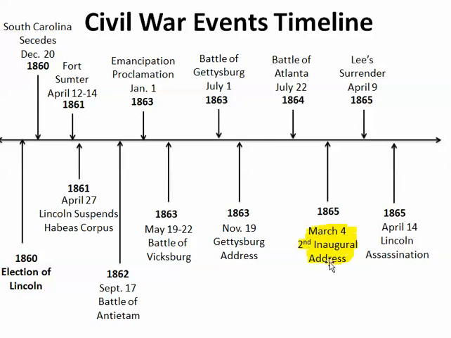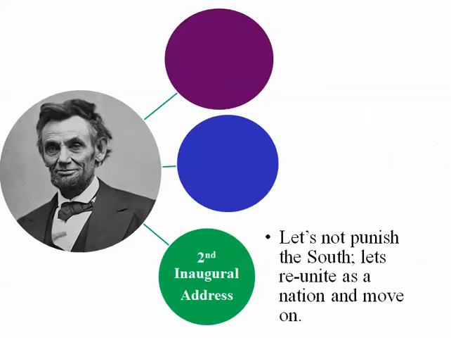He gave the second inaugural address because he had just been re-elected to a second term. It is evidence that Abraham Lincoln wanted to preserve the Union. Close to the end of the war, when everyone knew the North would probably win, he was basically sending out the message: let's not punish the South, let's not be vindictive, let's just reunite as a nation and move on. We're going to look at some of the language that suggests that. That is exactly what he was thinking.